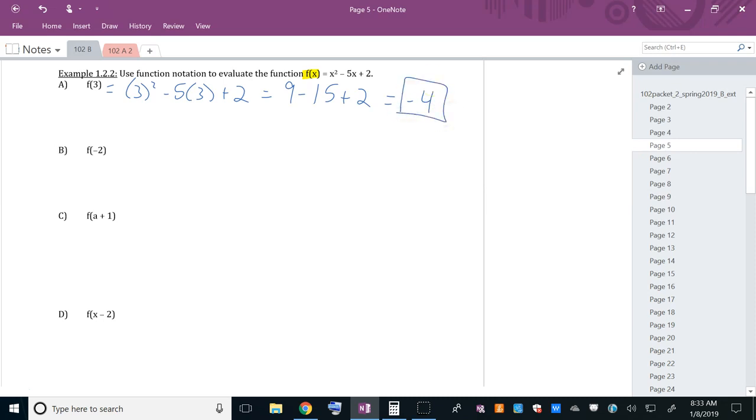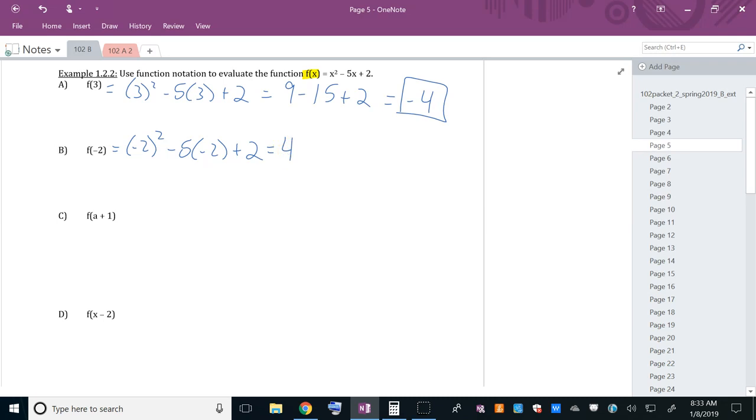Let's use the same function, but now do f of negative 2. So once again, the notation means the same thing. Everywhere I see an x, let's replace it with a negative 2. Be careful, if you square a negative, it does turn positive. So we've got a positive 4 there.